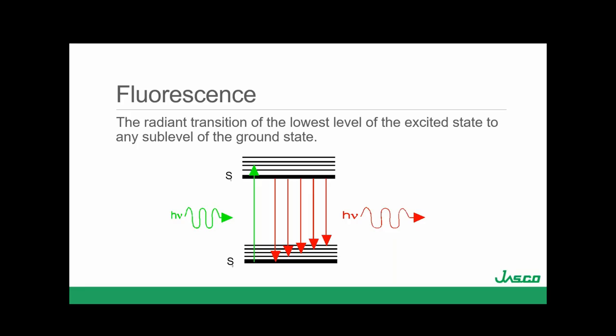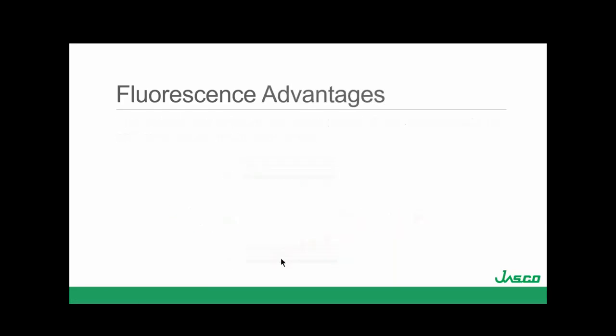Fluorescence is the radiant transition of the lowest level of the excited state of a molecule to any sublevel in the ground state. So we send a photon in, right? And we relax back down to the first level of the excited state, and we have a whole bunch of choices because of the vibrational levels in the molecule to which we can relax back down to. So we tend to get very broad and featureless spectra.